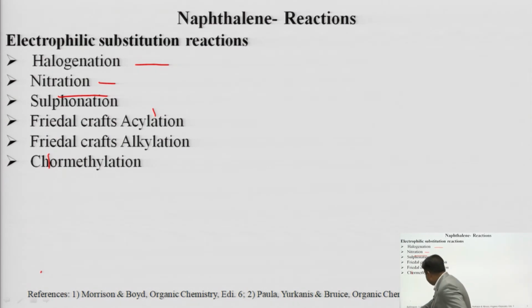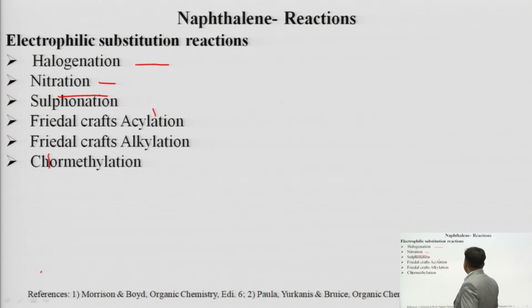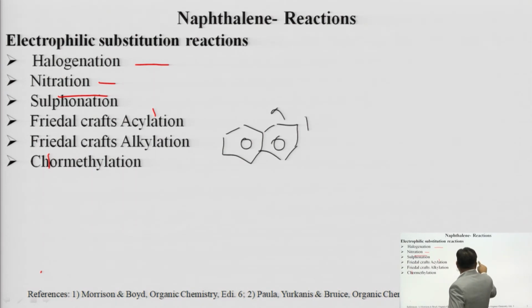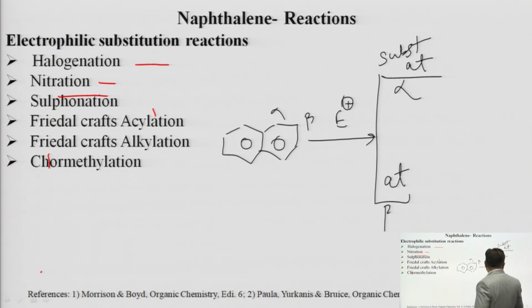Okay. So, suppose this is naphthalene, alpha carbon and beta carbon. Now, we go for the electrophilic substitution reaction. So, substitution will take place at the alpha position or at the beta position. Okay. There are 2 possibilities. This E will attack on the alpha carbon or the beta carbon.